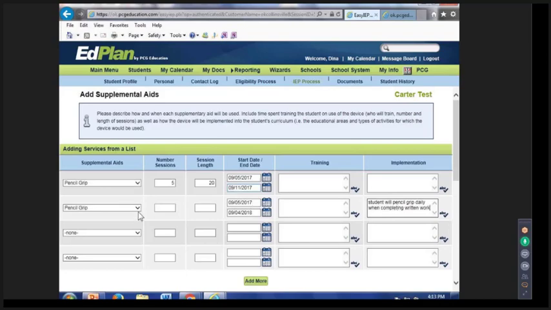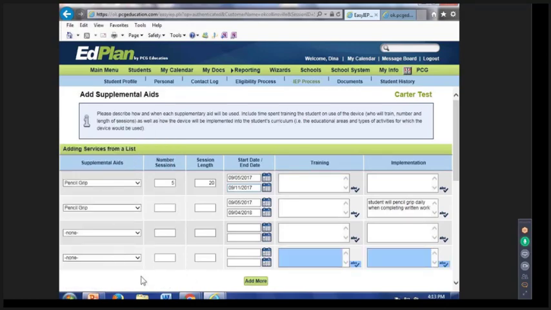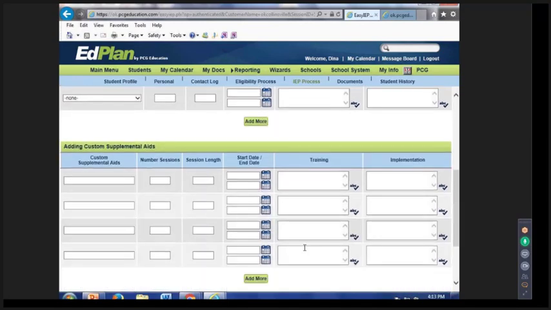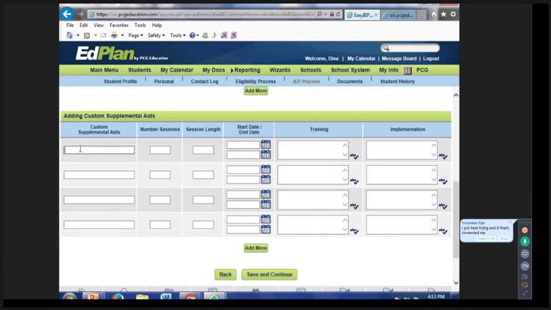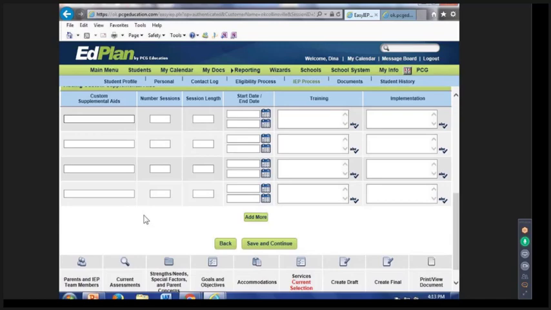Now, what happens if your device is not in this list, right? Or you need more than 4 devices. If you need more than 4 devices, you can click add more and you get more. But if it's not in your list, you just come down here to add custom supplemental aids and you can type anything you want in that box. You're not tied to anything. You would just continue to do the number of sessions, session length, start and end dates, and the training and implementation as we discussed above up here. But you're getting to type in whatever you need, whatever that student needs. You're not tied to any particular list.